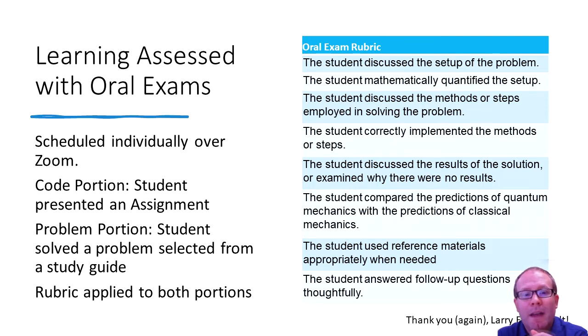Each oral exam had a code portion and a problem portion. The students chose an assignment that they had completed to present to me, and I chose a problem from a bank of practice problems for the student to complete for me. And I applied the same rubric to both portions. Again, this is a specifications rubric. The student either gets a check mark or an X on each of them. There's not really much room for partial credit.